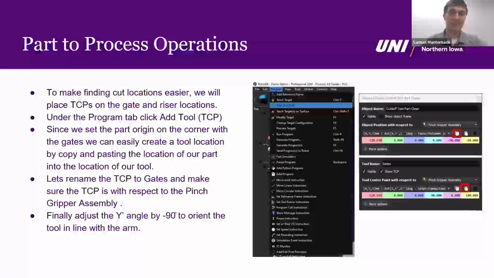In this case, we're also going to adjust our Y prime angle. So it's going to be the second dialog box in your part. By adjusting that by -90 degrees, you'll orient the tool in line with your gripper. Otherwise, you'd be doing all of your cuts at a strange angle relative to your gripper in the same frame as that part is located.